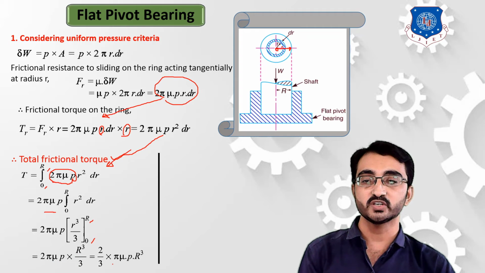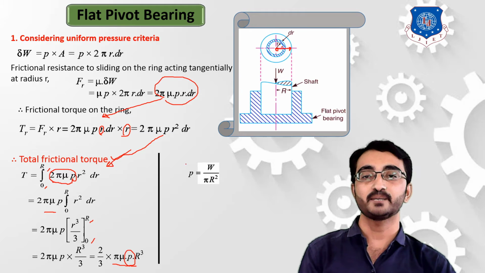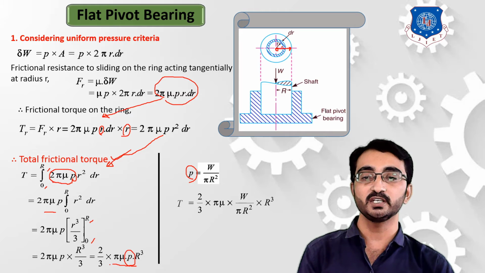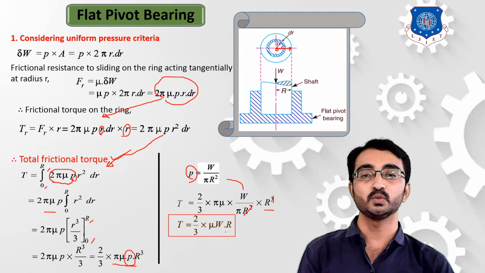Now in this equation we will put the value of pressure. We have derived the equation that pressure is equal to load upon area, so that is W upon pi r square. So we will put this value of pressure intensity in this equation. So your final equation of torque will become, by simplifying, 2 by 3 mu into pi and W upon pi r square over here and the remaining term r cube over here. By simply cancelling out this r square from the upper and lower side, your final equation will become 2 by 3 mu WR.